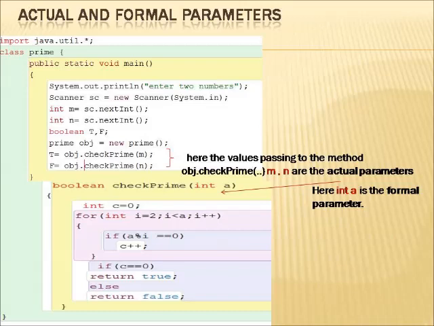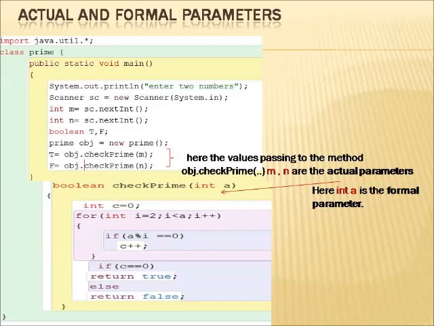Okay, now we are going to see about actual and formal parameters. So first we can discuss an example. Here you can see obj.checkPrime(m), obj.checkPrime(n). We can say m and n are the actual parameters, and the formal parameter is a. Int a, which is on the method header checkPrime(int a), is the formal parameter.